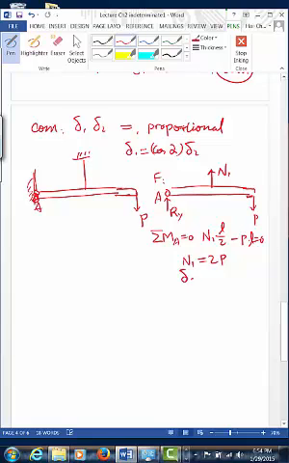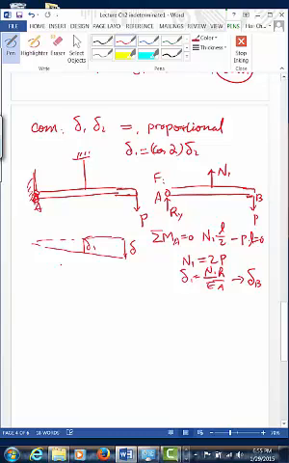Once you know the elongation, delta 1 equals N1 times this length, which is H, divided by EA. And then with delta 1, you can calculate delta at this point B. So what's their relation? Initially the bar is here. Now when you move to this position, how much does this point move? It moves this delta. How much does this point move? This will be delta 1.